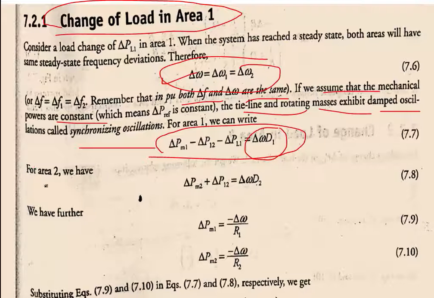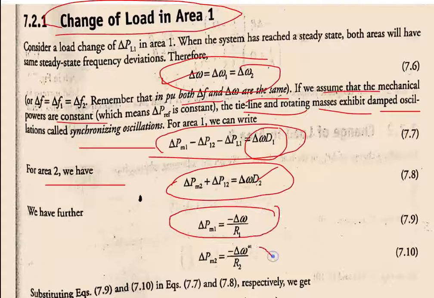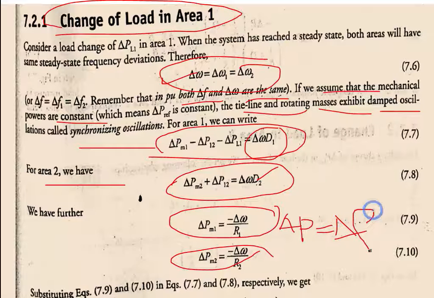Similarly for area 2, we have delta P12 and delta PM2 equal to delta omega D2. Okay, so this is the standard equation. In the previous case we used delta P equal to minus delta F divided by R1. Clear? So this is minus. Similarly here we have to write the change in mechanical power: delta PM1 equals minus delta omega divided by R1, and delta PM2 equals minus delta omega divided by R2.